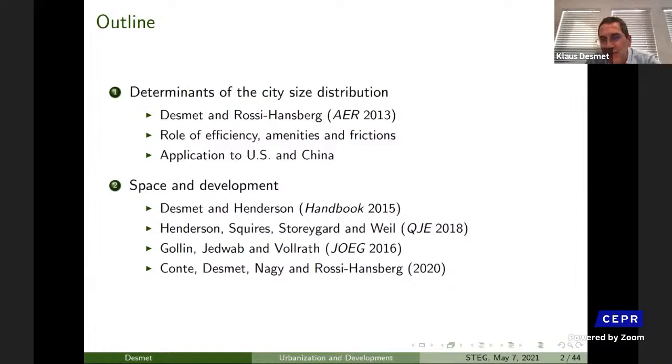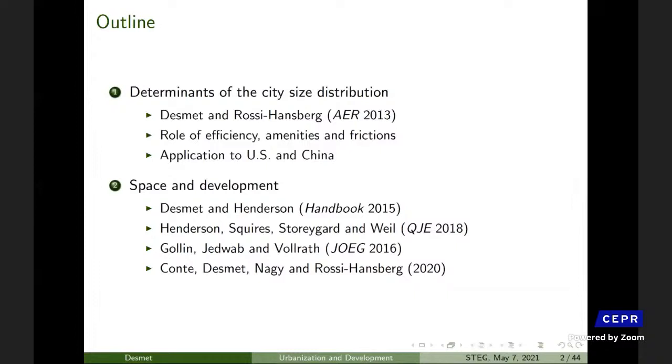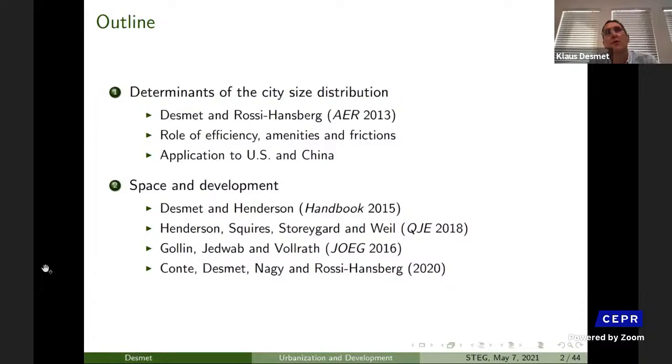Towards the end of the lecture, I will want to talk a little bit about a few other papers, just to give you a flavor of the other work that has been done and is being done in the area of urban economics and development, or even more broadly, what we could call spatial economics and development. The difference is that urban focuses mostly on cities, as the word says, whereas a spatial or economic geography approach is more comprehensive and takes the entire geography of a country, including rural areas, etc.